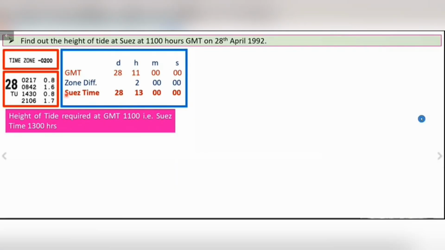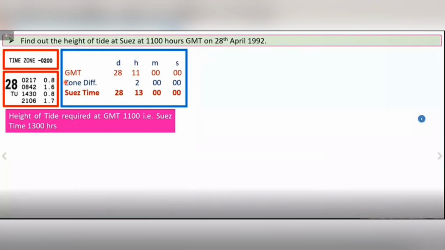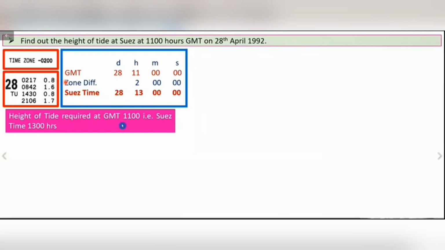So is this okay up to here, beta? Any doubts up to here? No, sir. Very good, beta. Let's move ahead. And this daily prediction for 28th, we have just picked up from part 1, page 111 of volume 2. So beta, now we require, sir, whatsoever we are given in volume 2, these daily pages, are they in zone time or in GMT time, sir?